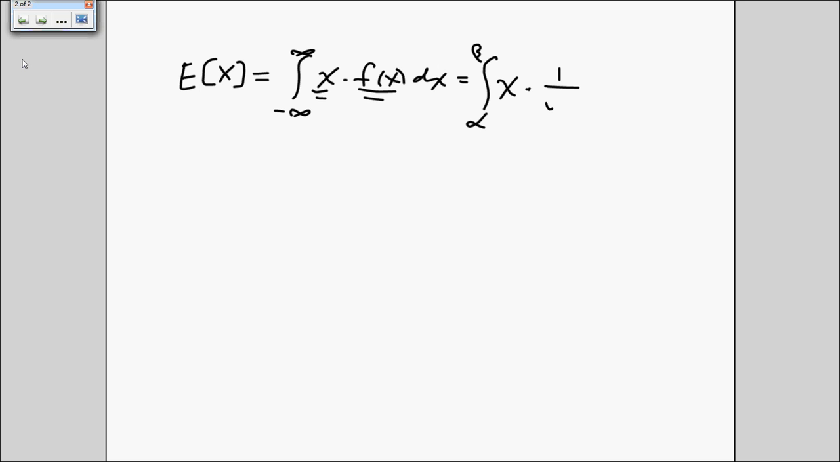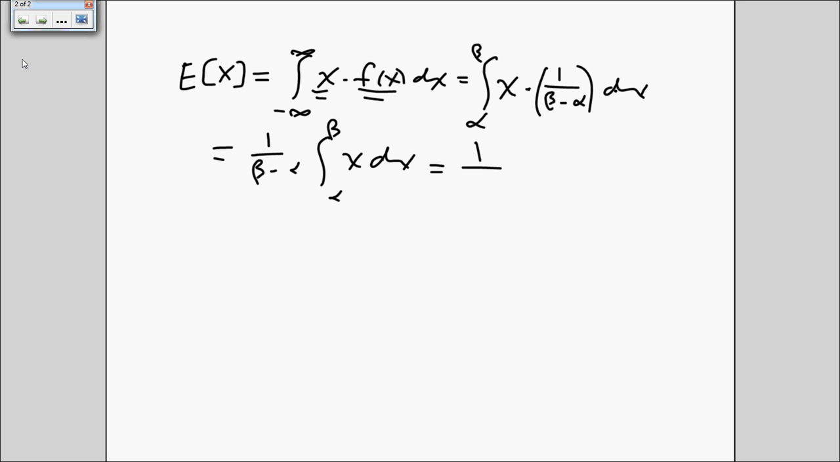So E of x, by definition, is the integral from negative infinity to infinity of x times f of x dx. For most values, we have 0. Only between alpha and beta are we not 0. x stays x, but f of x is simply 1 over beta minus alpha, dx. That's a constant. I can pull it in front: 1 over beta minus alpha, the integral of x dx, those are the limits.